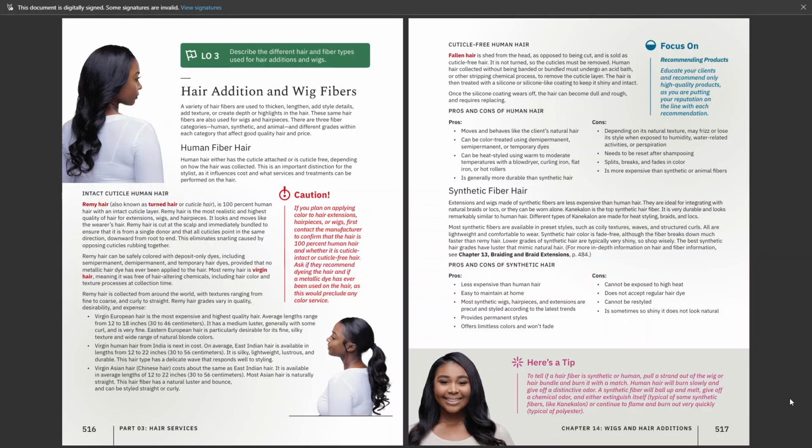Here's a tip. To tell if hair fiber is synthetic or human, pull a strand out of a wig or a hair bundle and burn it with a match. Human hair will burn slowly and give off a distinctive odor. A synthetic fiber will ball up and melt, give off a chemical odor, and either extinguish itself, typical of some synthetic fibers like Kanekalon, or continue to flame and burn out very quickly, typical of polyester.